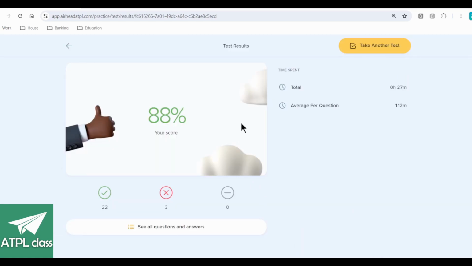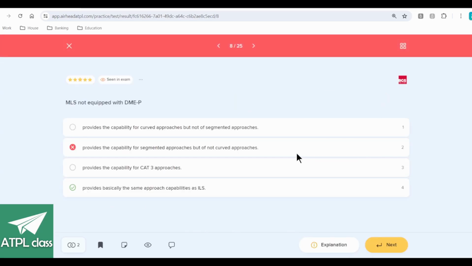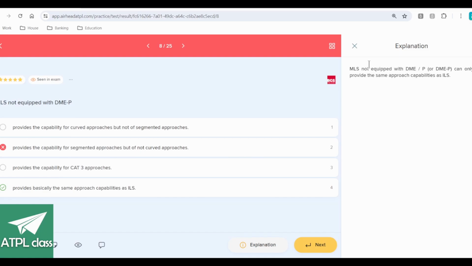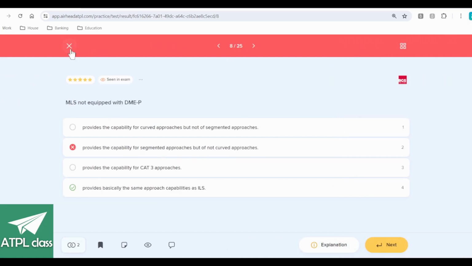So if we finish, that's 88%, that's pretty good. I'm answering them pretty fast. Actually, 1 minute per question. It's not that fast. It's probably something like that you need to do in the exam. We got 3 wrong. Let's have a look at which ones we got wrong, see what we need to study. So yeah, this was, again, reading the question, reading the answer correctly, provides the capability for segmented approaches but not curved approaches. So it can do segmented approaches but not curved if there's no DMEP.